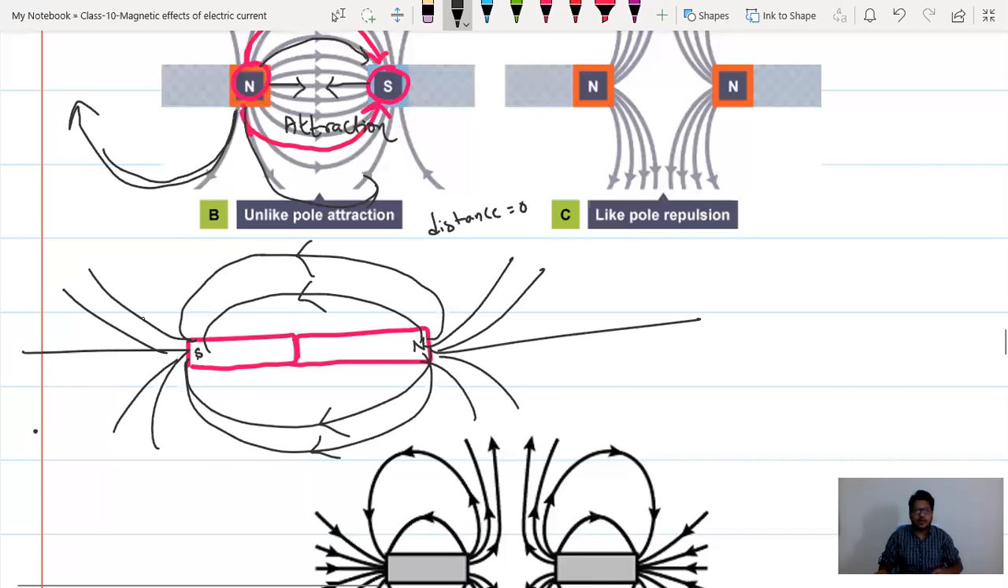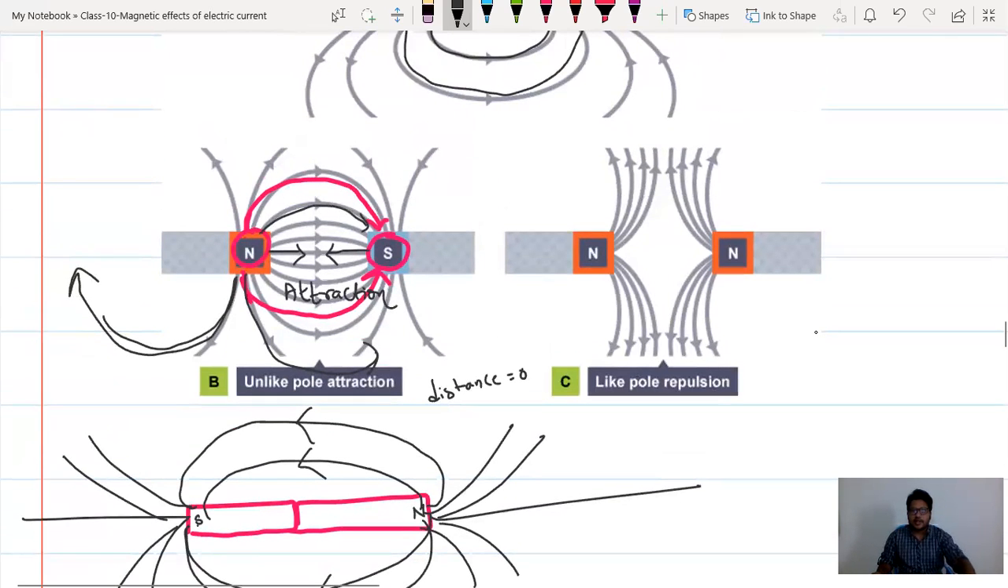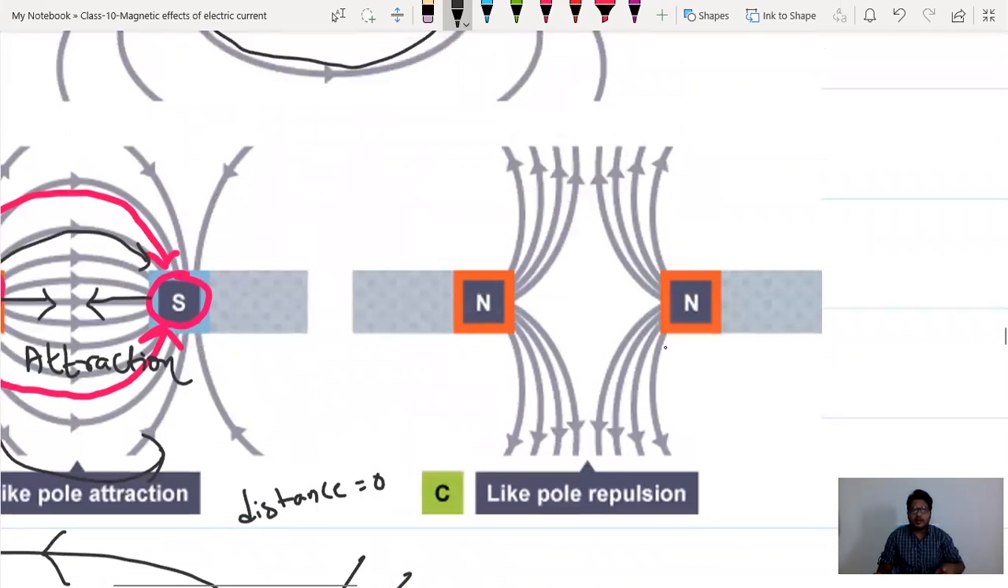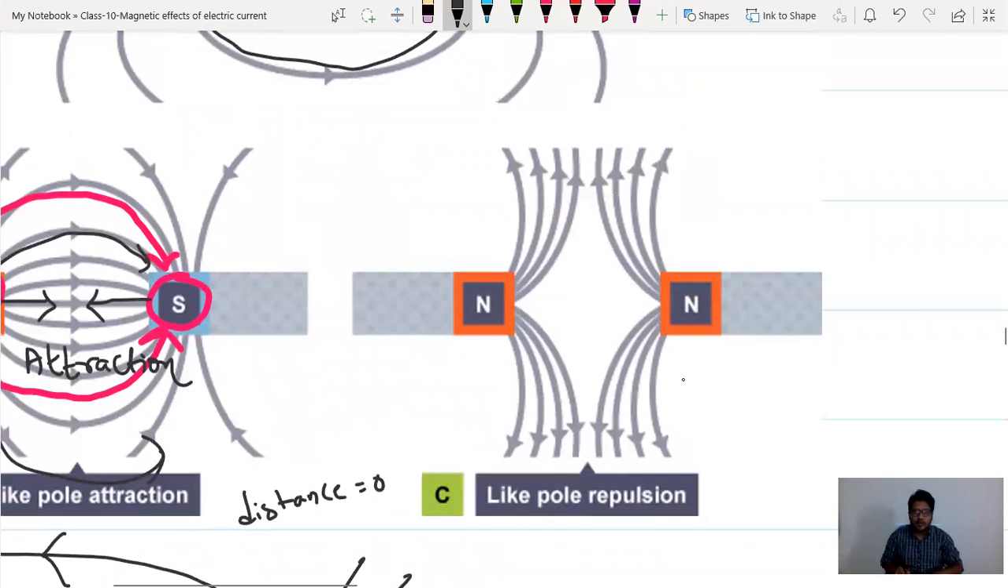That's it. So that is the thing you need to understand here. If you place two magnets of same poles, like poles, definitely there will be repulsion. How will repulsion occur? When two magnetic lines are not merging, not intersecting. There is no intersection, right? It will never intersect.